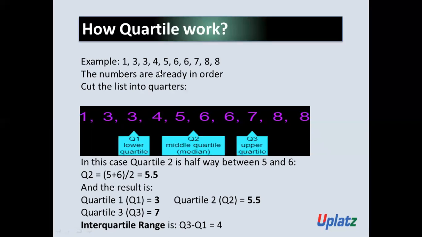See, example 1, 3, 3, 4, 5, 6, 6, 7, 8, 8. The numbers are already sorted. So first of all, cut the list into two quartiles. So 5 and 6, those are my two numbers.